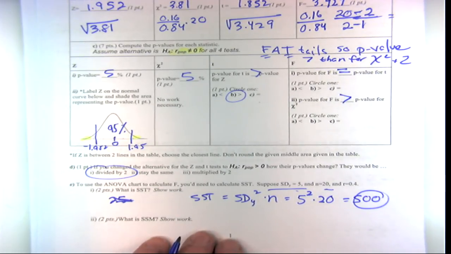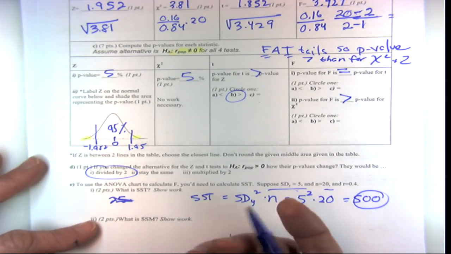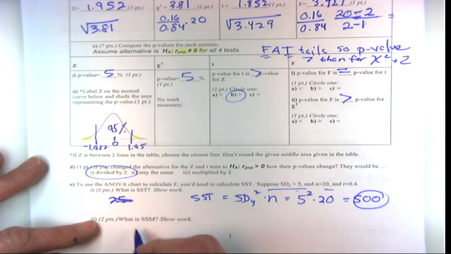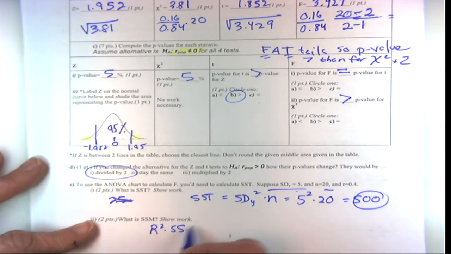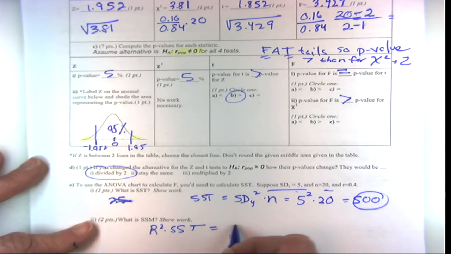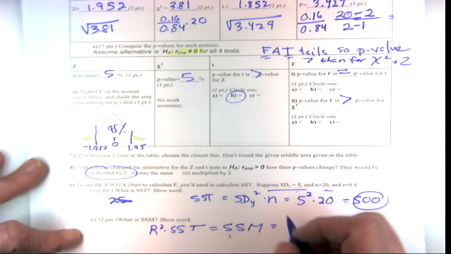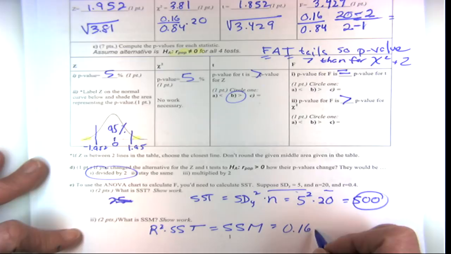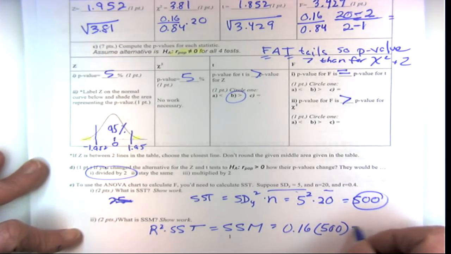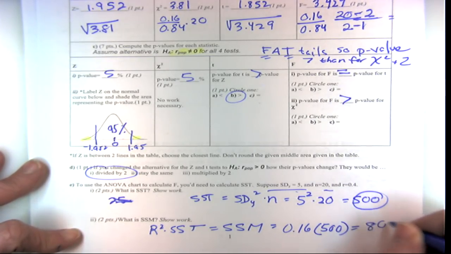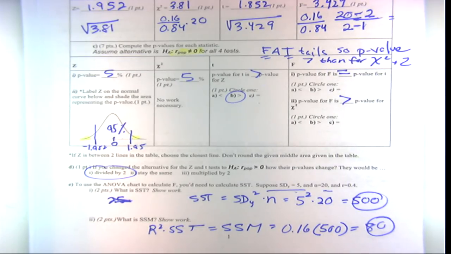And then what is SSM? Well, remember, SSM is what? R squared times SST is equal to SSM. That's what we've been doing all along. So where's our R squared? We have it as 0.16. So that's the proportion that's explained, and that's 80. All right. So any questions? Let's move on then. Okay.